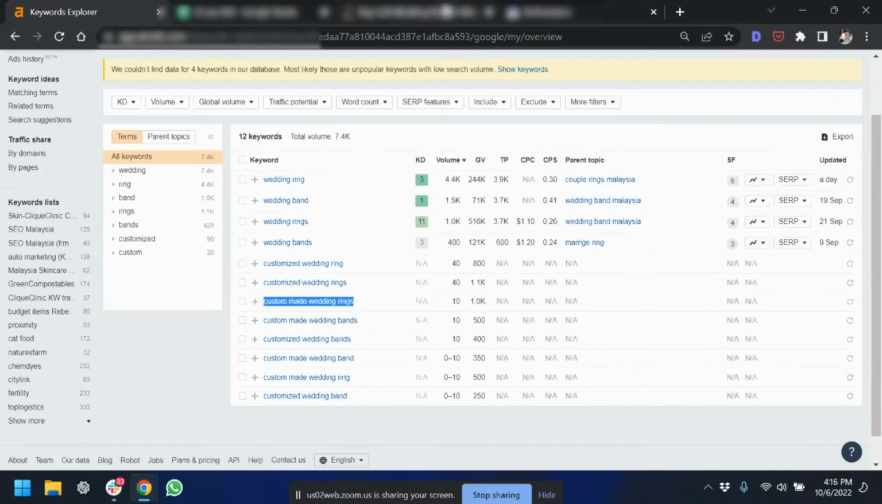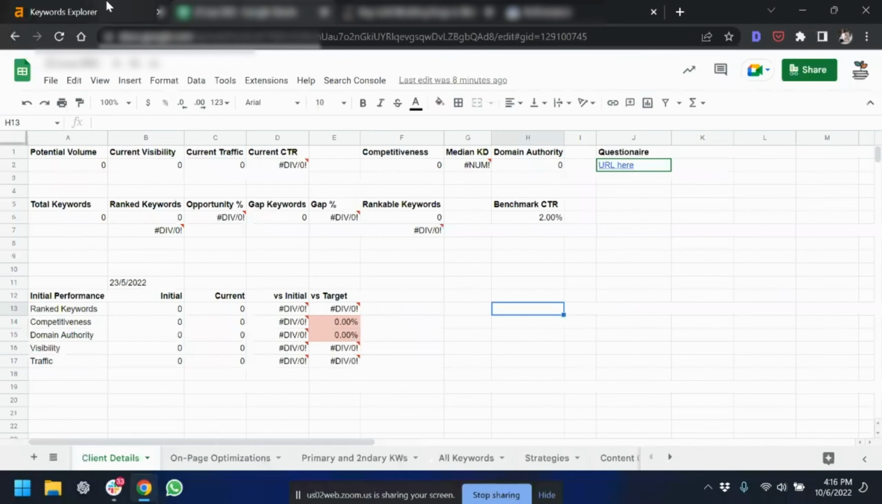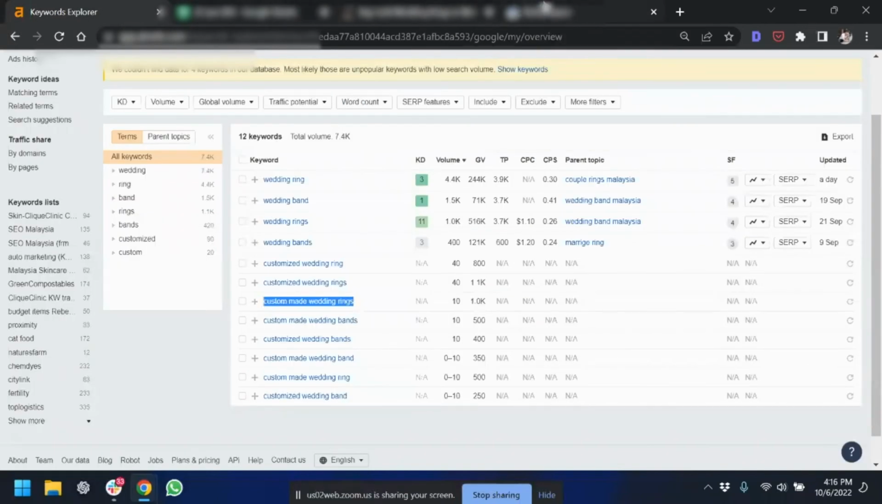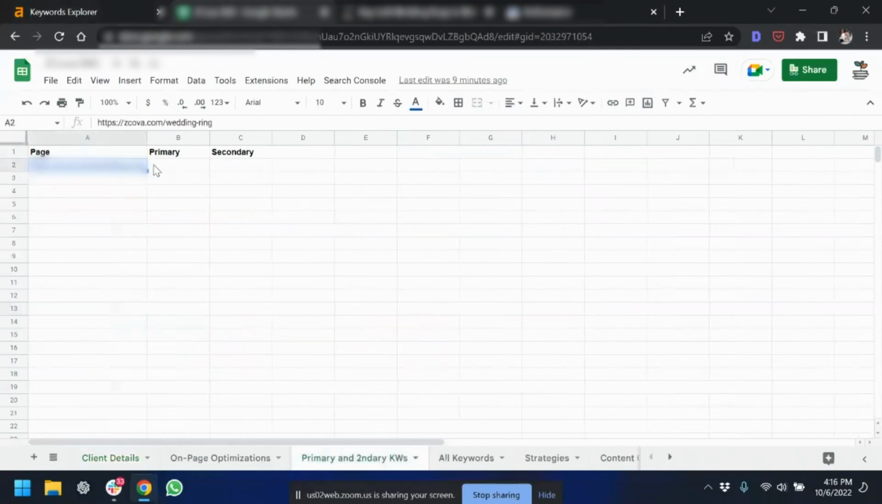Custom made wedding rings. I know they talk about custom made to order wedding bands, blah, blah, blah. So I think custom made also makes sense. But okay, with that said, my main keyword, let's go back. So I think wedding ring is the main keyword that I want to go for. Of course, here I can put my custom made wedding ring also. So that can be a good secondary keyword that I can also target. Okay, so that's how you decide your primary keyword.